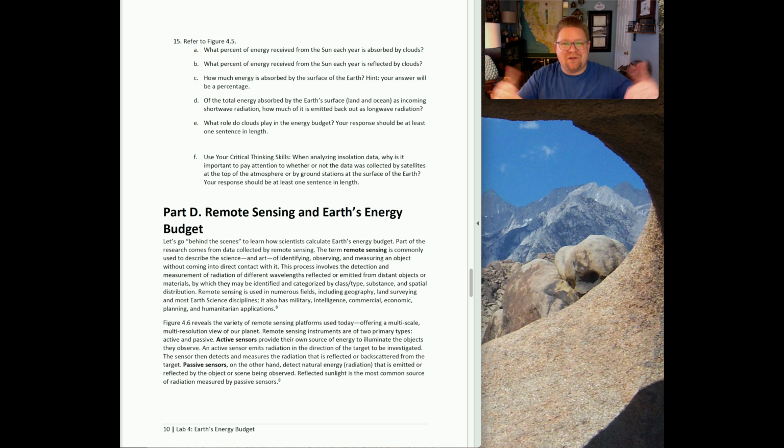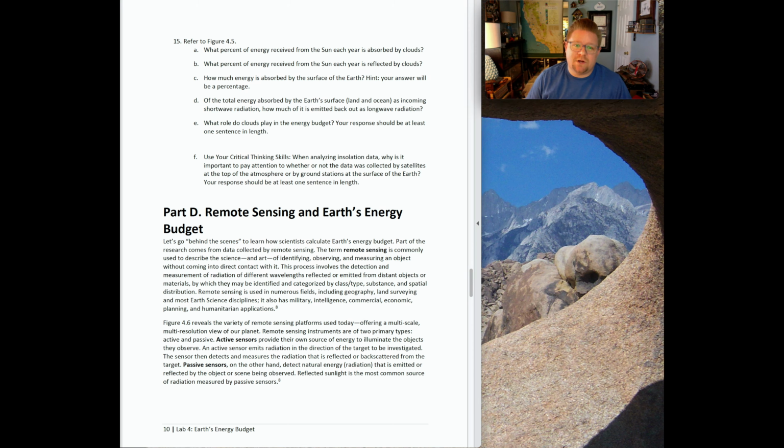Think about when you're driving on the freeway and you can see that oasis type element where you can see the waves actually emitting from the asphalt as you're driving out in the desert. That is visually perceiving that long wave radiation. And that wraps up part C. So let's move on to part D.